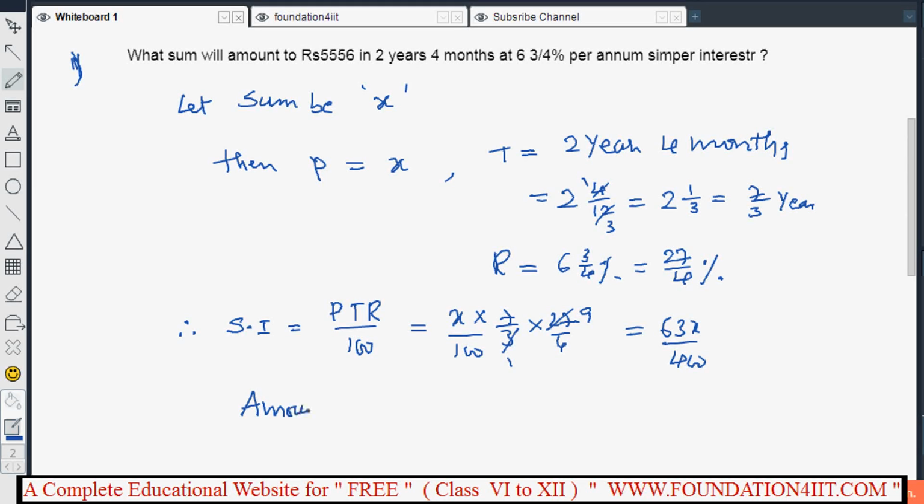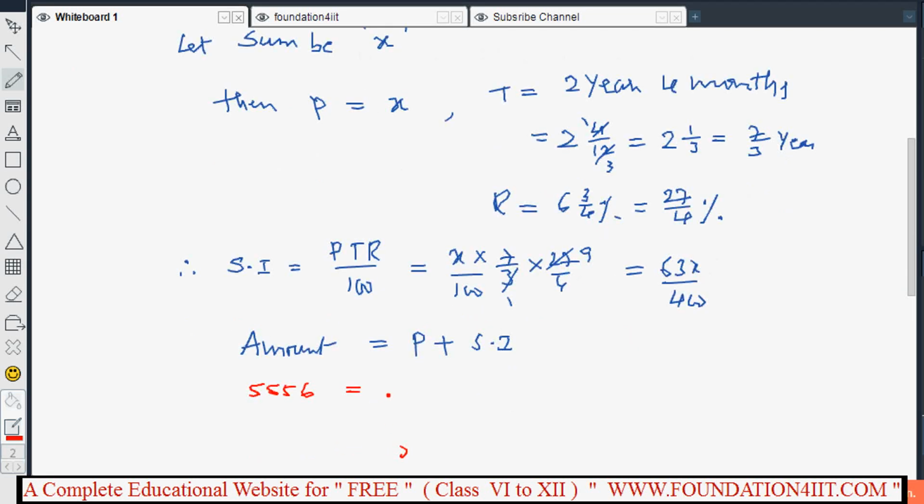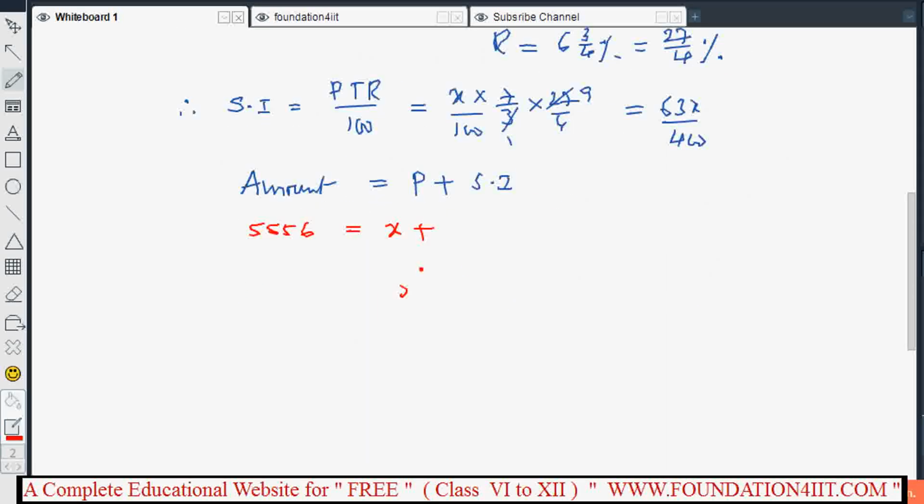Now amount is equal to principal plus simple interest, because we know the amount. That's what amount is equal to principal plus simple interest. The amount is given in the question, that is 5,556, equal to principal plus simple interest. Simple interest is 63x by 400.